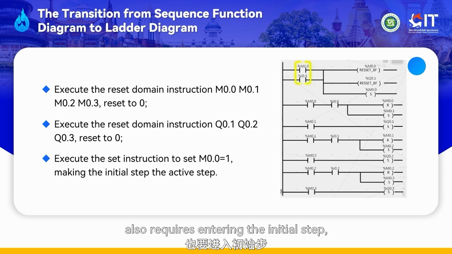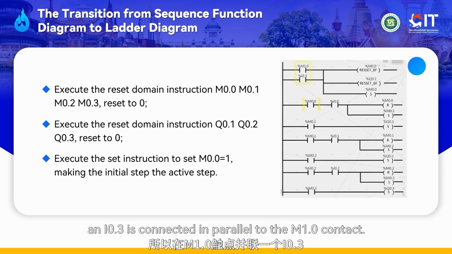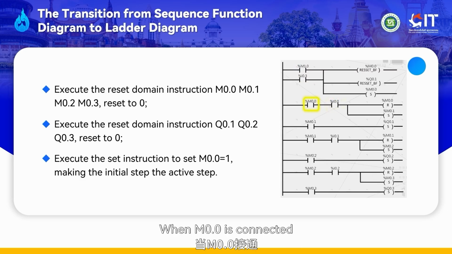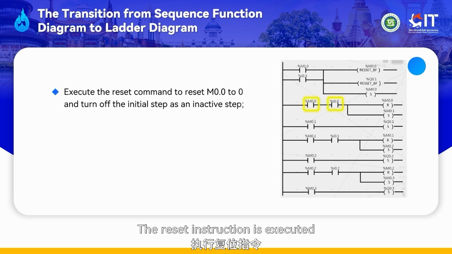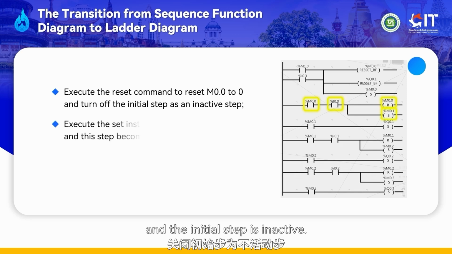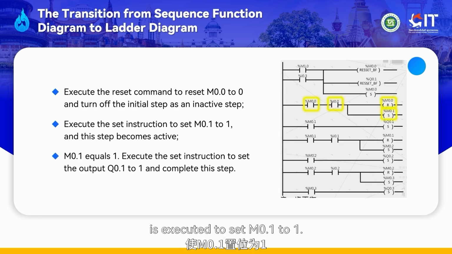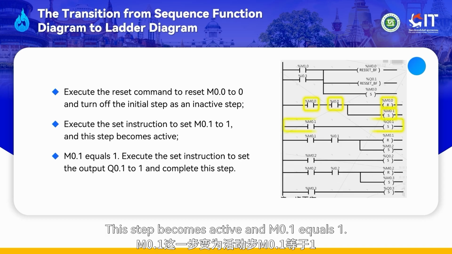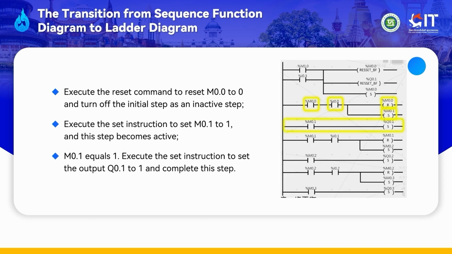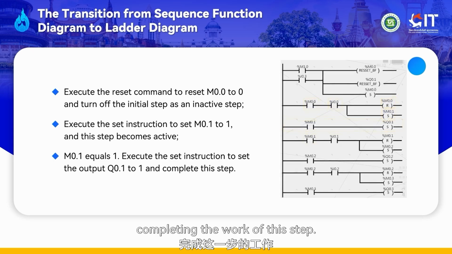As pressing the stop button also requires entering the initial step, I0.3 is connected in parallel to the M1.0 contact. When M0.0 is connected and pressing the start button, SB1 corresponds to I0.0 being connected, the conversion condition is met. The reset instruction is executed to reset M0.0 to 0, and the initial step is inactive. At the same time, the set instruction is executed to set M0.1 to 1. This step becomes active and M0.1 equals 1. The set instruction is executed to set the output Q0.1 to 1, completing the work of this step.